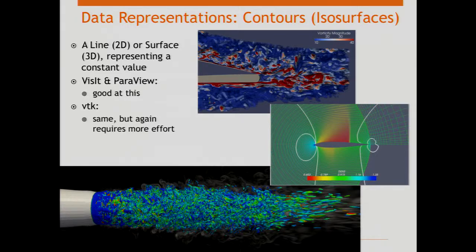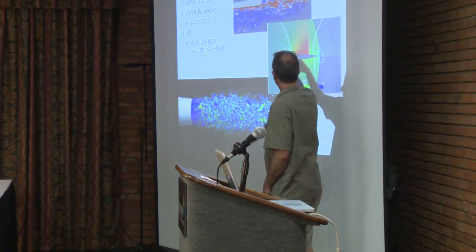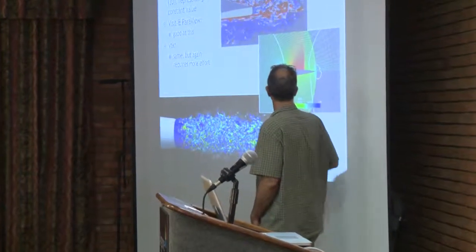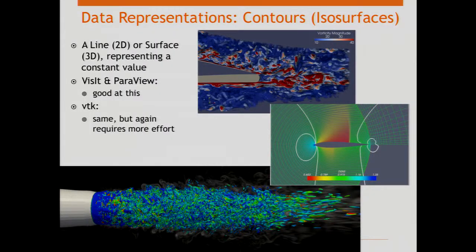So for example, all these little shapes would be considered a glyph in terms of these lines. Another type of data representation is contours or isosurfaces or isolines, which basically represents a constant value through a field or through a space. And again, VisIt and ParaView are both good at this. VTK is the same, but it requires more effort. This is an example, for instance in 2D, where this line is where the value in this field crosses some threshold. And similarly in the other two, but in 3D.